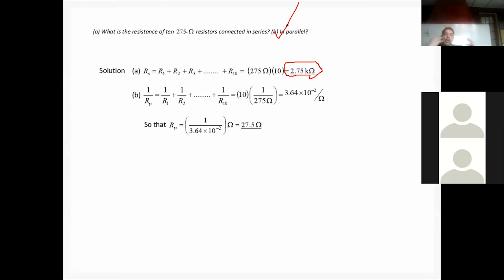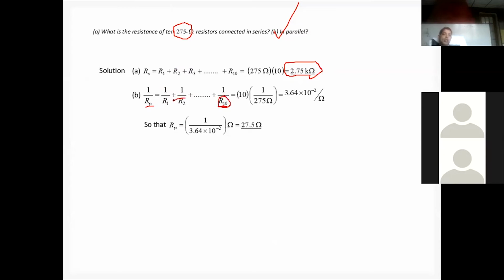One thing you have to keep in mind: when the resistors are connected in parallel, the equivalent resistance should be less than each of them, less than 275. Let's see whether that makes sense. Let's do the actual problem here. 1 over RP equals 1 over R1 plus 1 over R2, and you have to do this 10 times, right? R1 is 275, R2 is 275, everything is the same, meaning your denominator is 275 everywhere.